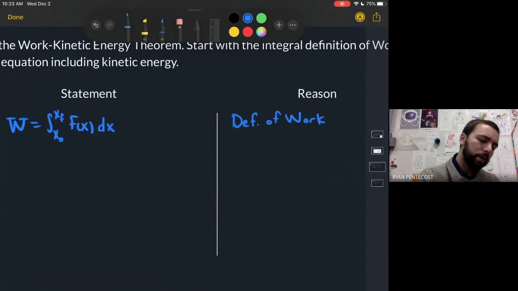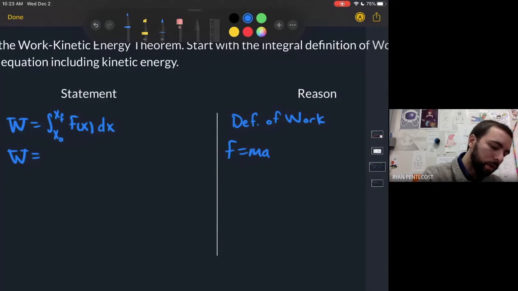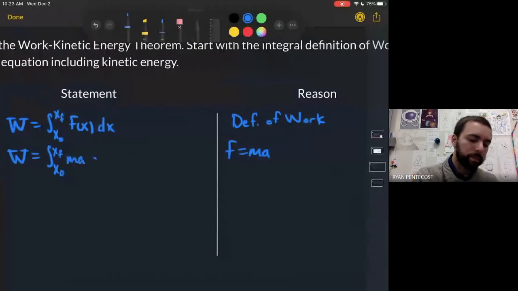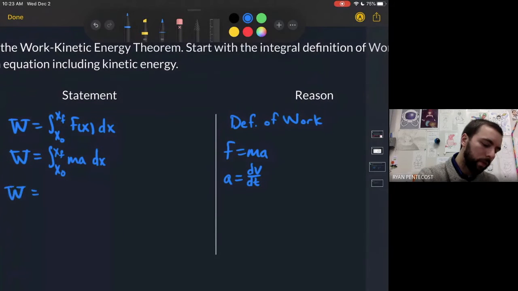Now we need to start modifying this equation. So what we can do is say F equals ma. Let's make that substitution. So if we go from x naught to x final of ma dx, that's a start, right? Now there is no x in that equation to begin with. So let's start breaking these things down. Acceleration is the derivative of velocity with respect to time. So we take the integral from x naught to x final of mass times dv over dt times dx.